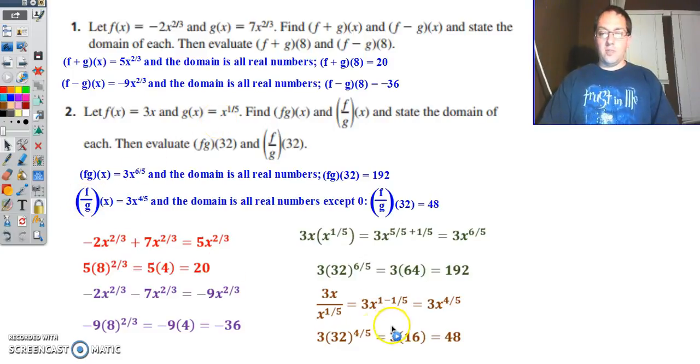Now for the division, we have this. We're dividing, so we subtract your exponents, so 3x to the 4/5 power. Plug in 32, and y is 48. Now, domain here, again, we had all real numbers and all real numbers, but our domain isn't all real numbers. Why is that? Because if I plug a 0 into this, the fifth root of 0 is 0, and we can't divide by 0, so we can't have 0. So everything except for 0.